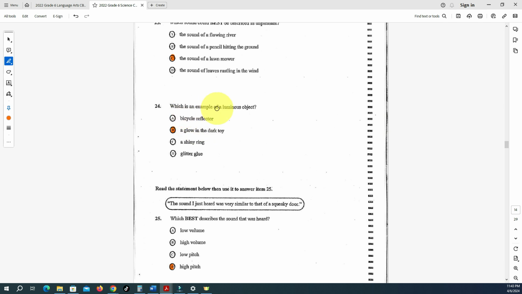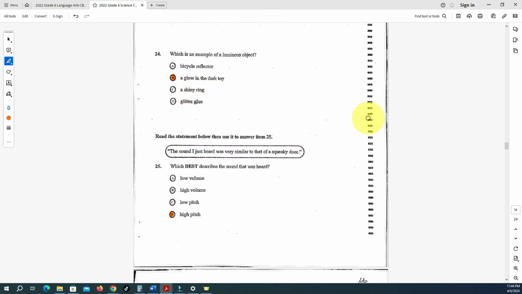And the soft sound of leaves rustling in the wind? I don't think so. Which is an example of a luminous object? A bicycle reflector? No, it's light reflecting from it. I chose glow in the dark because glow in the dark objects are definitely considered luminous. A shiny ring, no, or a glitter glue, no.